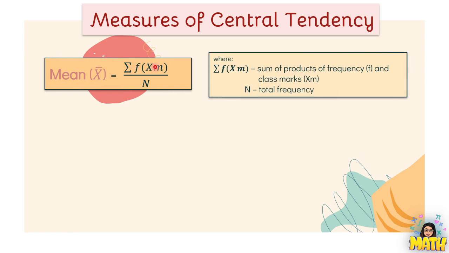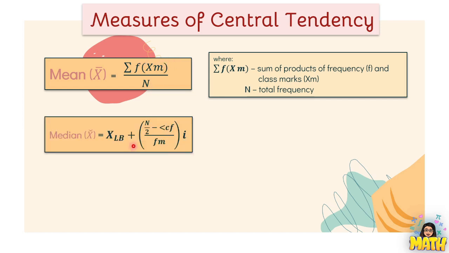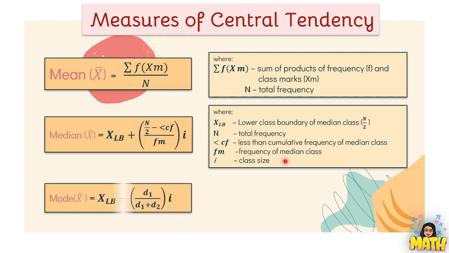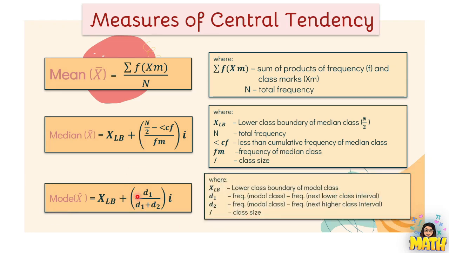First, we have the mean, in which we simply get the sum of the products of frequency and class marks, then divide it by the total frequency. Second, for the median, it's important to find first the median class, that is by dividing the total frequency by 2, and then the rest of the variables will depend on that. And for the mode, or the highest frequency, find first the modal class, that is the class interval with the highest frequency, and then the rest will depend on that, especially the difference of the frequencies of the modal class to its lower and higher class interval.